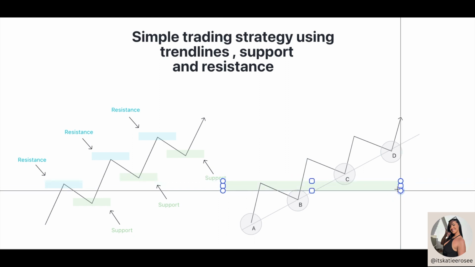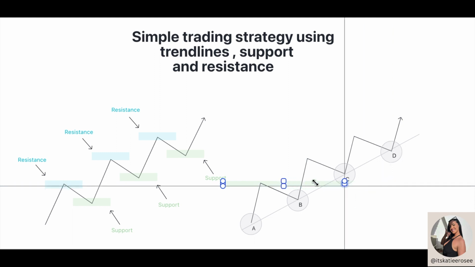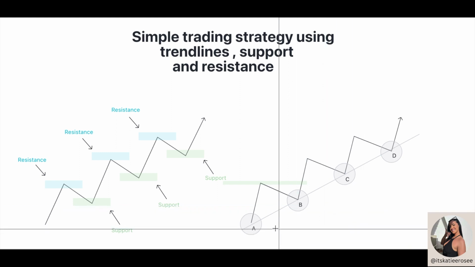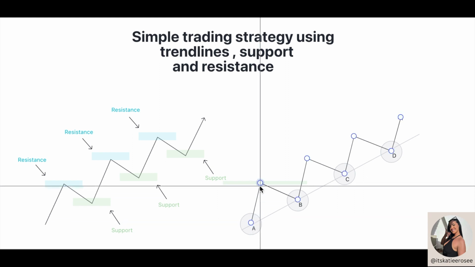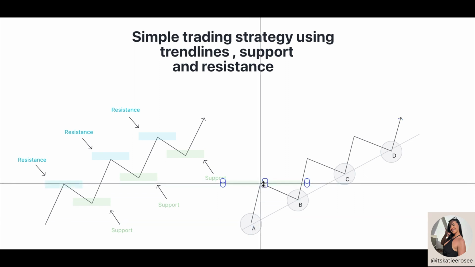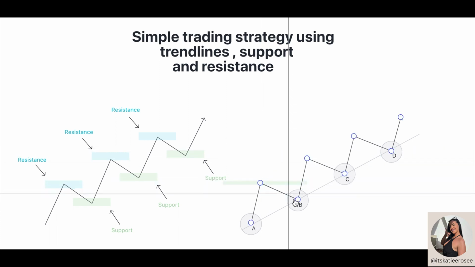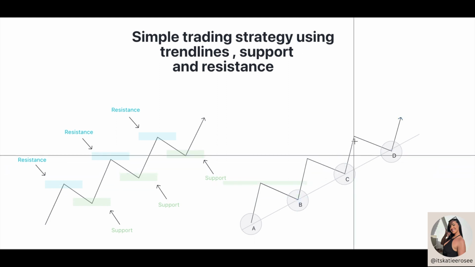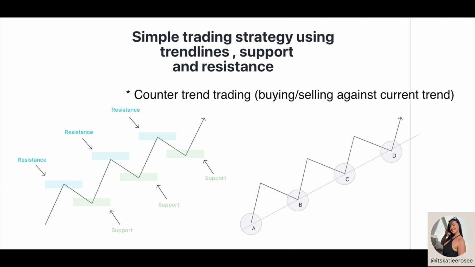You could use your zones as well for extra confluences. For example, buy, take out your money, or extend your take profit. Sell to the trend line, buy, sell, buy. That's actually counter trend trading when you do that.